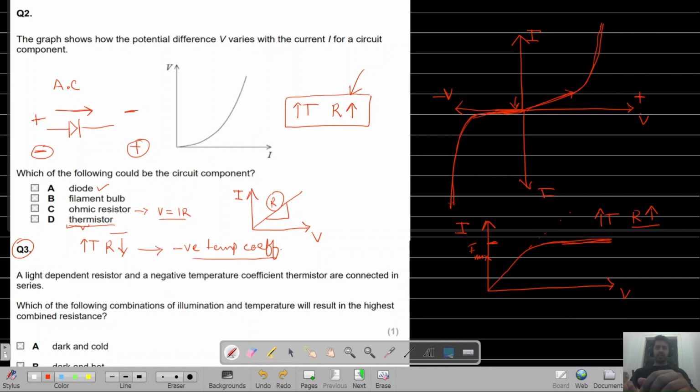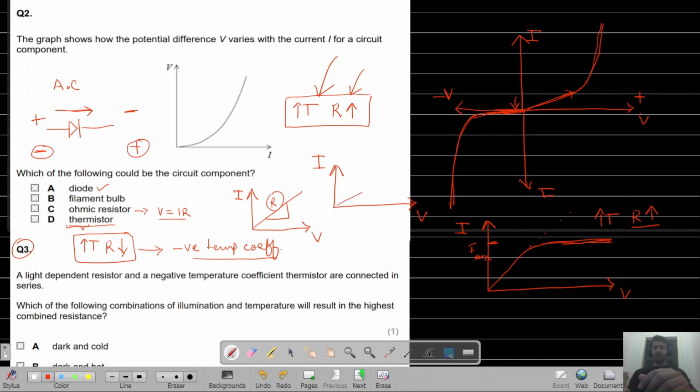In that sense, this thermistor is different from a normal conductor. For a normal conductor, if you increase the temperature, the resistance also increases. But for a thermistor, if you increase the temperature, the resistance actually decreases, right? So you can guess what the graph should look like for a thermistor. For a filament bulb, if the resistance increases, the current becomes constant. But for a thermistor, it is actually the opposite.